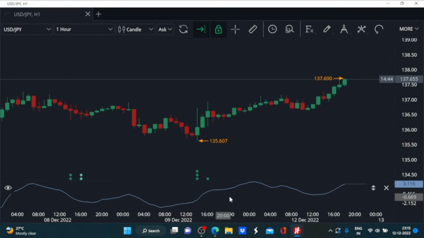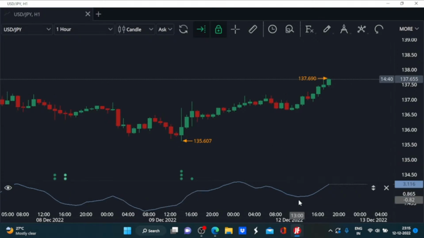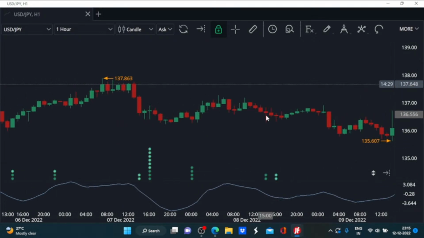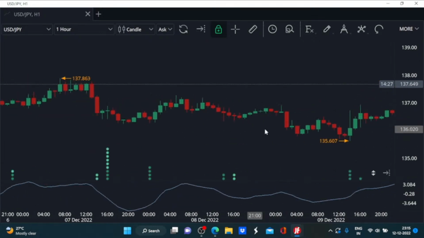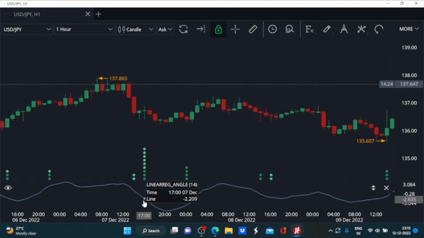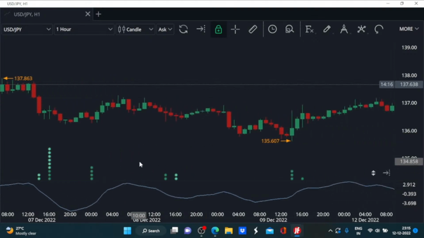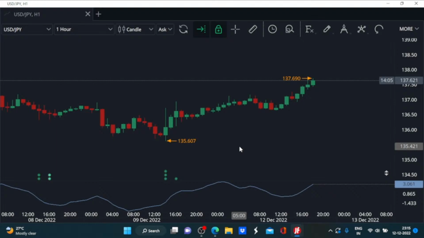So the classical interpretation of this indicator is whenever we have the reading of the linear regression angle above zero, it indicates the bullish tendency for the underlying instrument, USD JPY in this case. And when we have the reading below zero, that is indicative of the bearishness being prevalent in the USD JPY. And if we have a steep change happening in the linear regression angle, that means there is a substantial momentum, and the steeper the angle, the more the momentum.